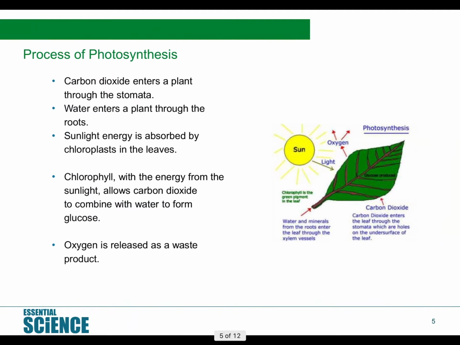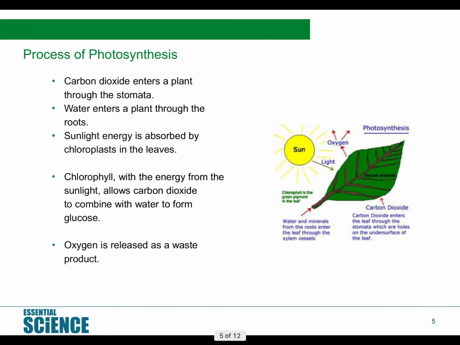The sunlight provides energy, and the chlorophyll traps that sunlight energy. And then in the chlorophyll, in the chloroplast, you're going to convert the carbon dioxide and water into glucose and oxygen. And then oxygen is released through the stomata out into the atmosphere. So remember, stomata are tiny little holes or openings in the surface of the leaf, okay?